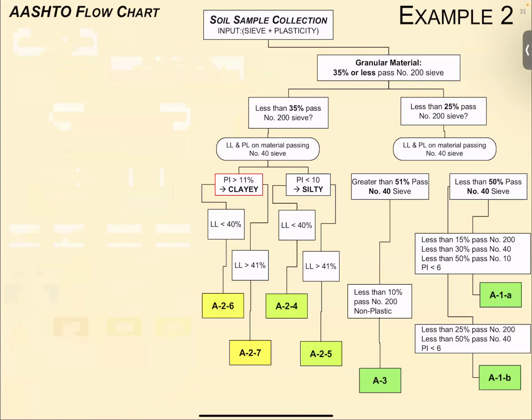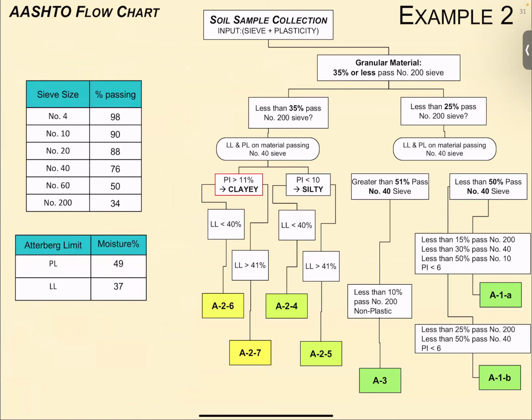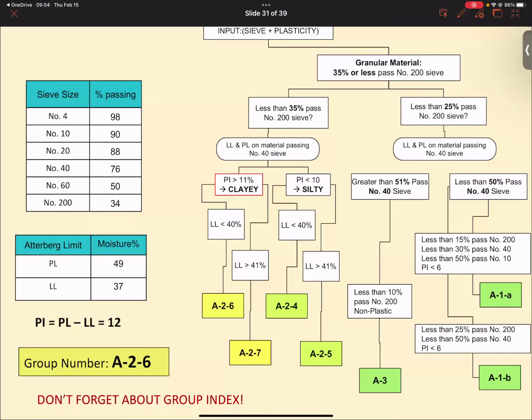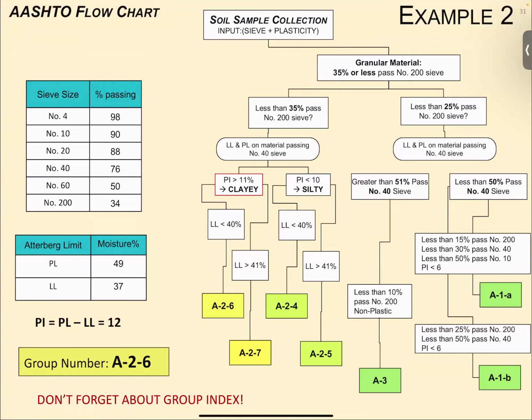So if we look over here, then we're going to look at our granular side. We have less than 35% passing the number 200 sieve, or less than 25% passing the number 200 sieve. So in this case, we have 34%. So we have less than 35% passing the 200 sieve. Okay, well, it didn't show it there. Anyways, right here, we have the two decisions. If we have less than 25%, then we go this route. But if we have less than 35%, then we go this route.